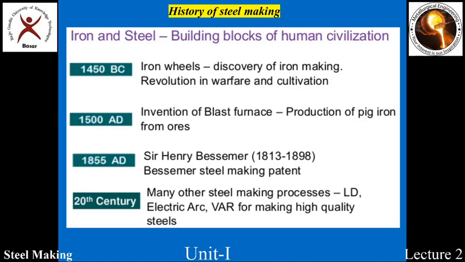And coming to the present 20th century, many steel making processes have evolved, such as the LD converter steel making process, the electric arc furnace process, and the vacuum arc remelting process for producing quality steels. It means further refining, reducing the impurities such as carbon, manganese and silicon.